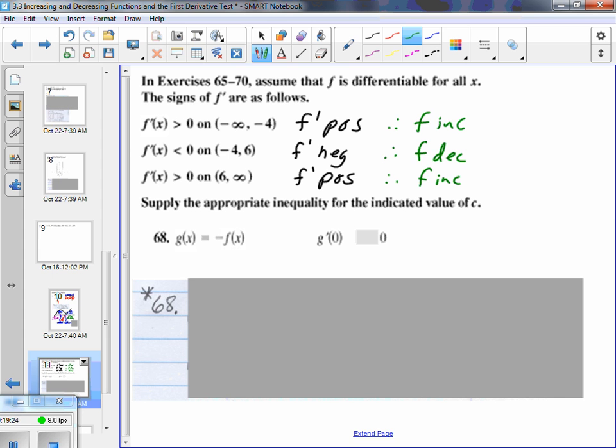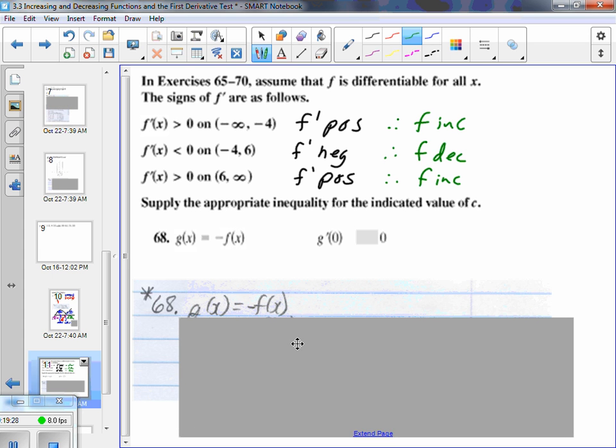So g of x equals negative f of x. If I want g prime of 0, I need g prime of x first, don't I? Because g prime of 0 just means the value of g prime of x when x equals 0. So I need to find g prime of x. Okay, take the derivative. What's the derivative of g of x? g prime. What is it? It's g prime of x.